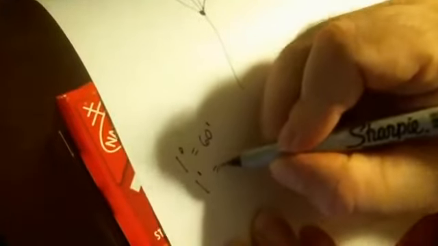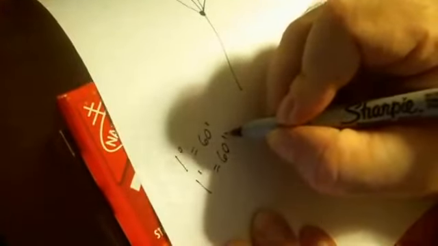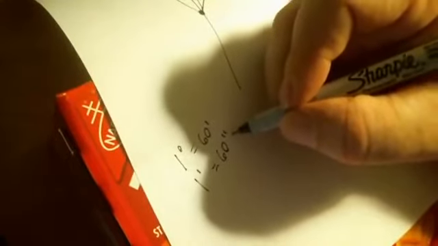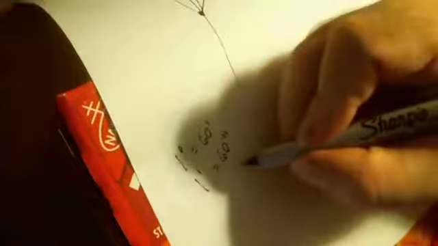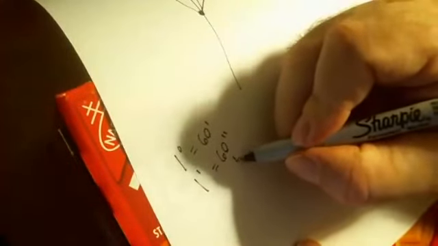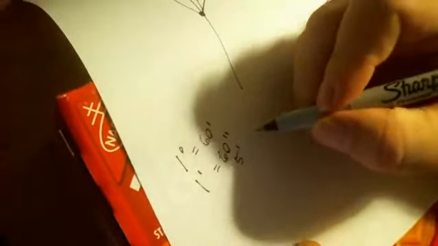Each degree is 60 minutes, and each minute is 60 seconds. Well, you can't read seconds on your magnetic compass. The best you can do on a magnetic compass is about 5 minutes.